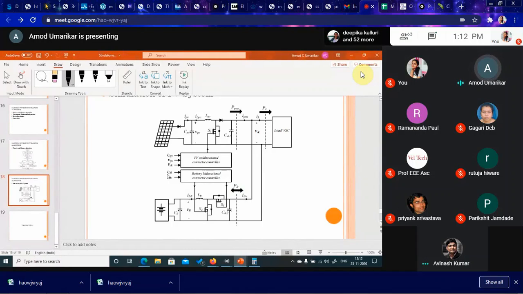Also, this bidirectional converter will maintain this voltage here constant, so the load voltage will remain constant. All the control system will be implemented in the battery bidirectional converter as well as the PV unidirectional converter. In this way we generally implement practical systems. So this is how we can give the idea.